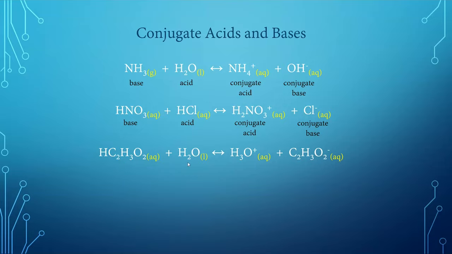Our reaction with acetic acid. The acetic acid gave or donated a hydrogen ion to the water, so it was the acid. Water accepted that hydrogen ion, making it the base. In the reverse direction, the hydronium ion was donating that hydrogen to turn back into water, making it the conjugate acid, and the acetate ion gained or accepted a hydrogen to turn back into acetic acid, making it the conjugate base.